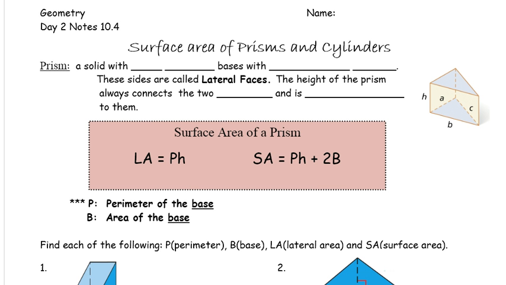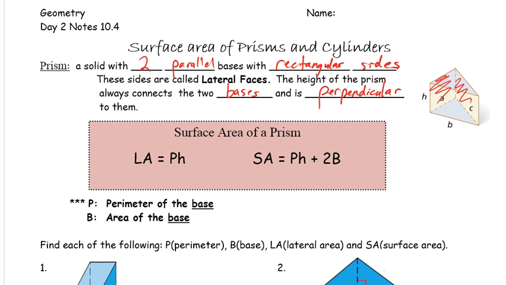So a prism, first of all, is a solid with two parallel bases with rectangular sides, and those sides are called lateral faces. So in this instance, our lateral faces would be here, here, and then the one facing you. So those are our lateral faces. The bases are the top and bottom, and we're going to look at that in a second. So the height of the prism always connects the two bases and is perpendicular to them.